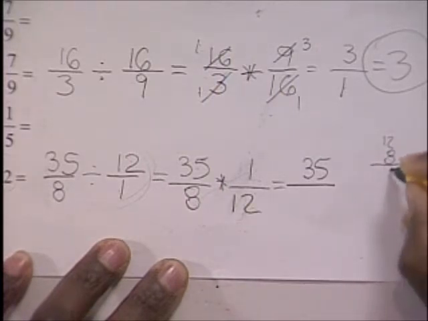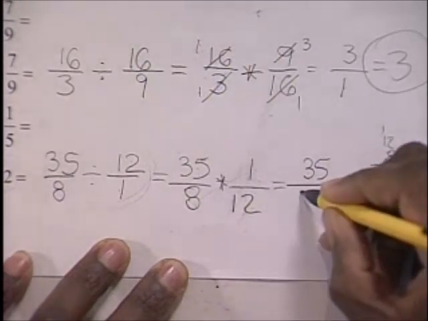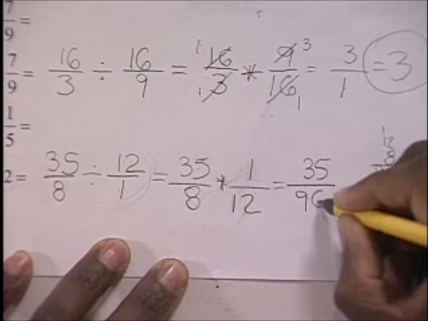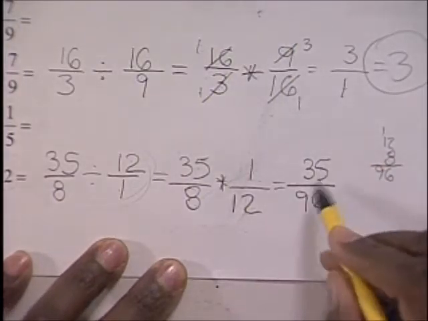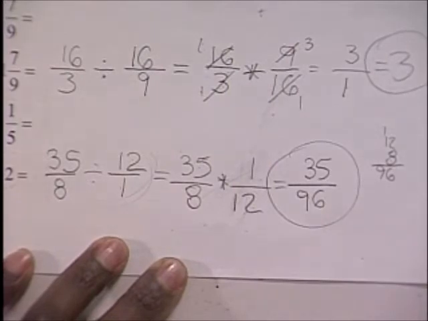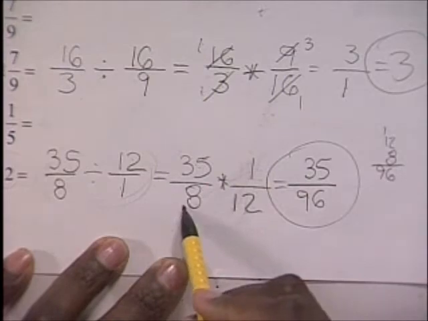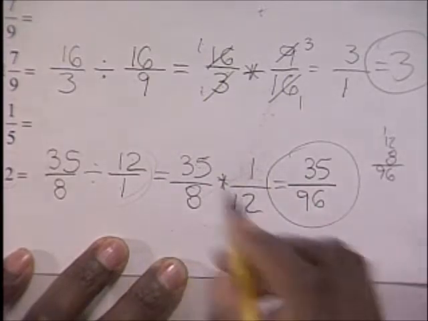2 times 8 is 16. You carry the 1. You end up with 96. All right, so you end up with 96. So the final answer is 35 over 96. 35 times 1 is 35. 8 times 12 is 96.